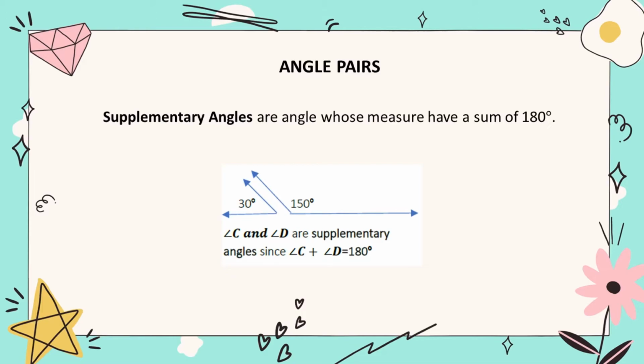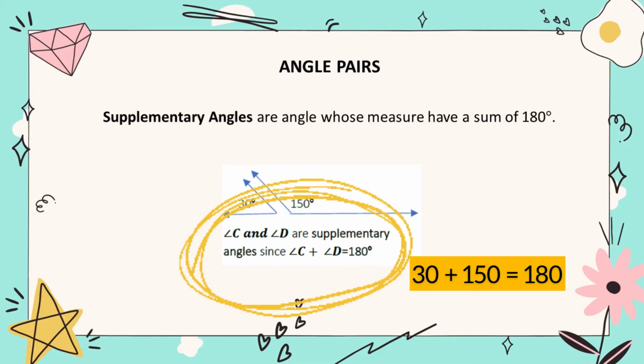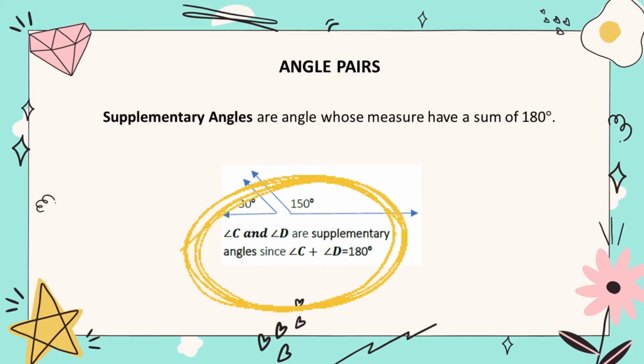So, kagaya lang din siya ng complementary angles. Two angles siya, pero ang pinagkaiba is yung sum nila, or kapag pinag-add natin yung dalawang angles, 180 degrees naman. Kung kanina sa complementary angles is 90 degrees, sa supplementary angles, it should be 180 degrees. In our example, we have angle C, which is 30 degrees, and angle D, which is 150 degrees. So, kapag pinag-add natin silang dalawa, it will give you 180 degrees. Therefore, angle C and angle D are supplementary angles.